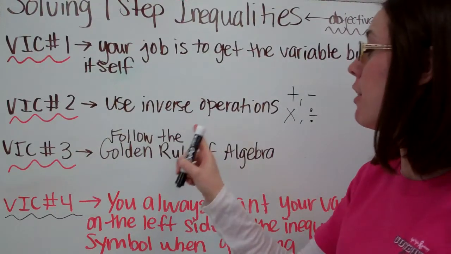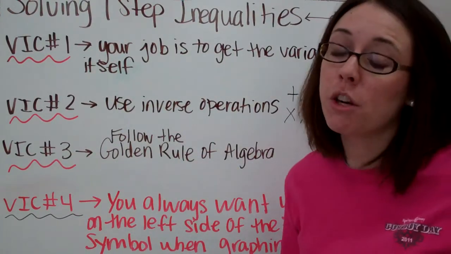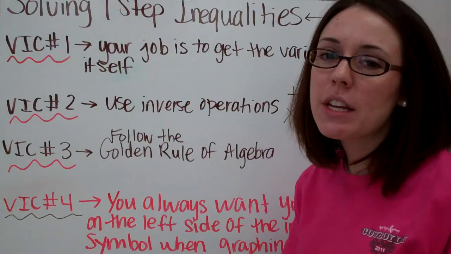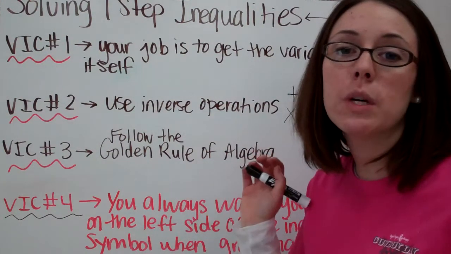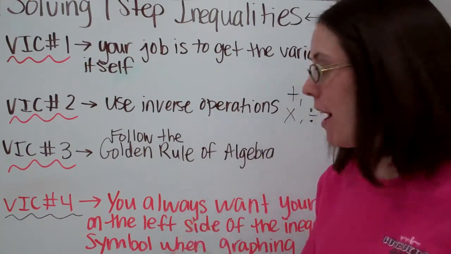Big number three, follow the golden rule of algebra. Do you remember what that is? That means if you do it to one side, you have to do it to the other. You got to be fair.